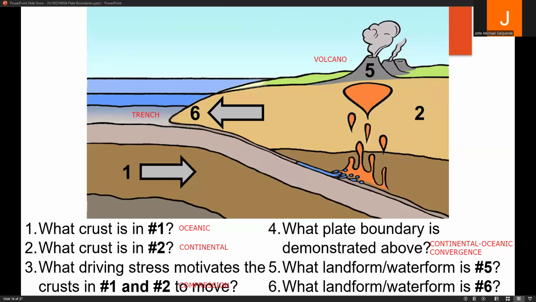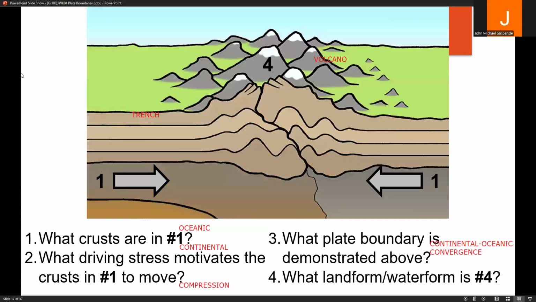All right, finally, the third one. Okay, so what crusts are in number one? There are no oceans being supported here. That means both crusts are considered continental.